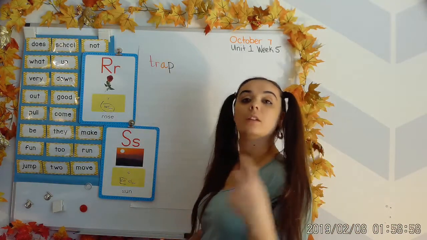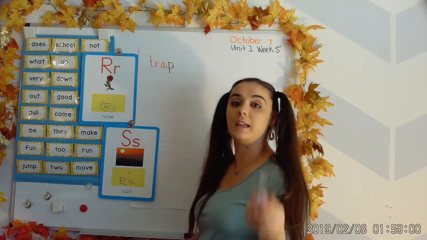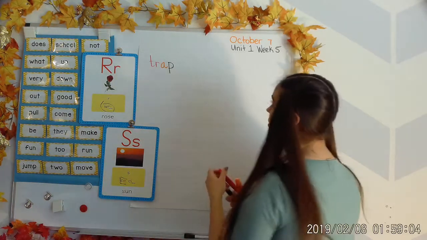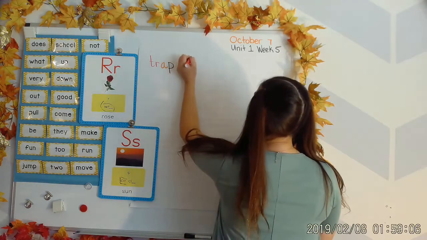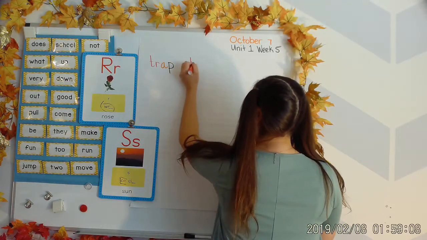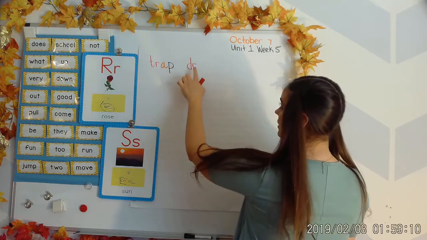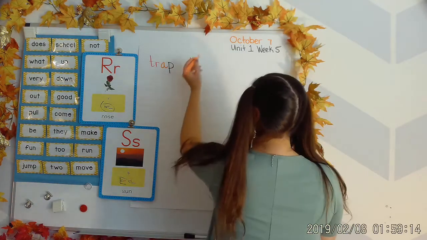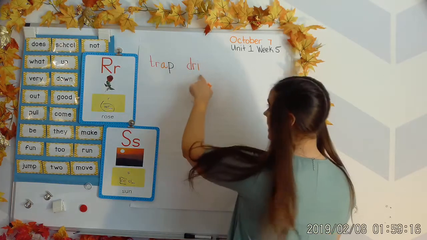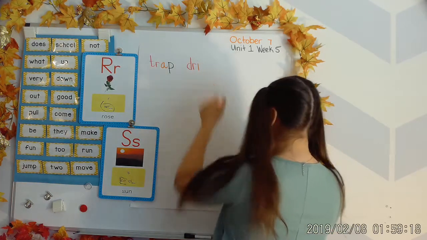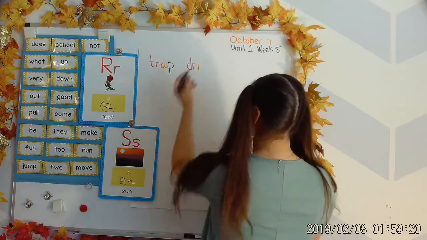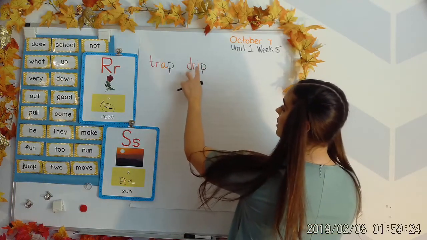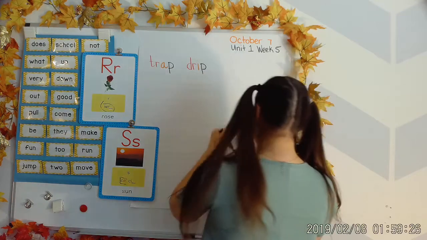Next word, drip. Your turn. Drip. So I hear dur. That's a duh. And then my elbow sound, and then my wrist sound, he says pa, drip.